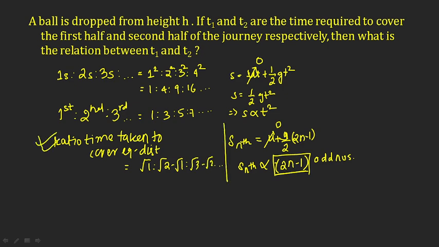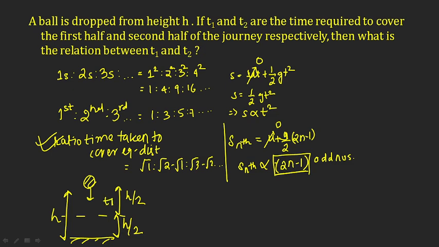Now this is the concept that we are going to apply in this question. This question is asking a ball is dropped from a certain height, that is h. We do not need h in our calculations, so let us assume it to be h. From here the ball is dropped, and for the first half of the motion, that is h by 2. The second half of the motion is h by 2. It is taking time t1 to cover h by 2 height.